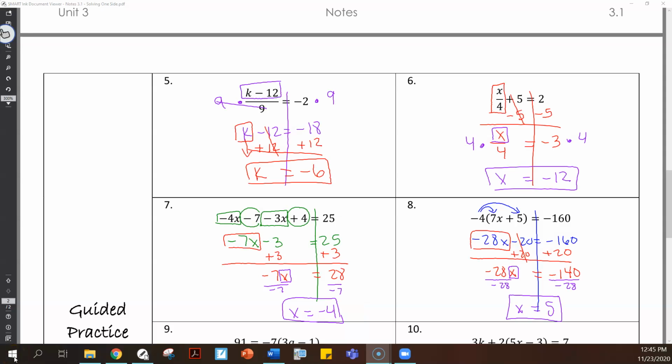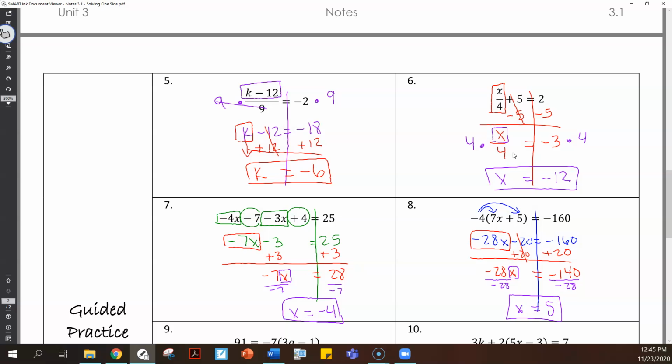All right, for number 5, you should have gotten negative 6. Remember that you need to get rid of that fraction first, so I want to multiply by 9 to get rid of that dividing. In number 6, I want to get rid of that 5 first, so that my variable term, x over 4, can be alone. And then, once I have x over 4 alone, I want to get x alone. Currently, that's x divided by 4. I want to undo that dividing by multiplying. So I get x equals negative 12.